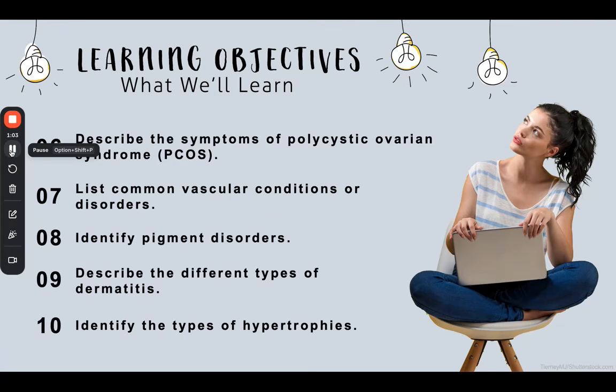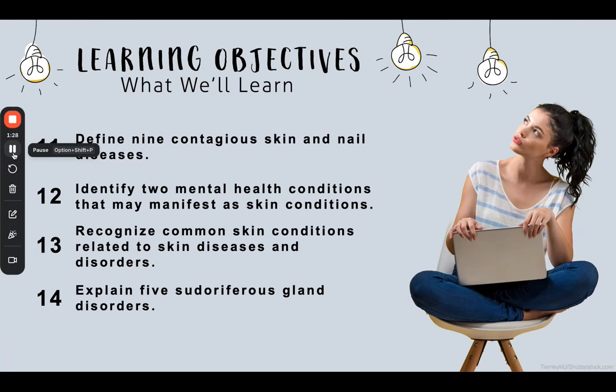Number 6, describe the symptoms of polycystic ovarian syndrome, or what we call PCOS. Number 7, list common vascular conditions or disorders. Number 8, identify pigment disorders. Number 9, describe the different types of dermatitis. Number 10, identify the types of hypertrophies.